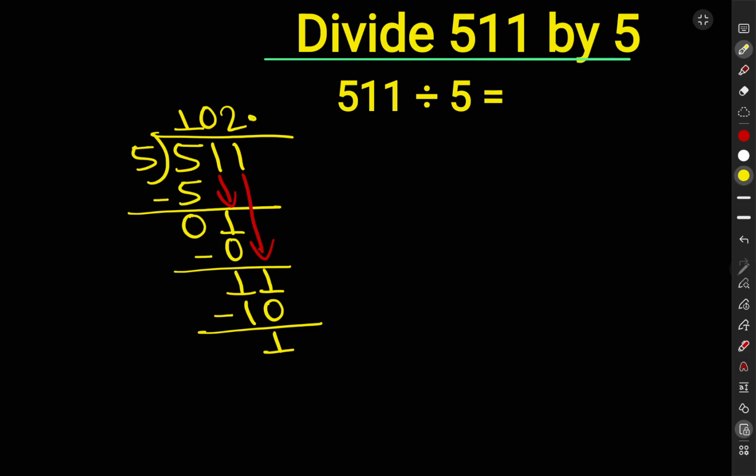So we put a decimal here so that we can put 0. So it is 10, and 5 times 2 is 10. On subtracting we get 0. So 511 divided by 5 is 102 decimal 2.